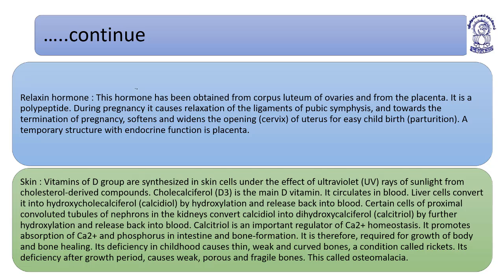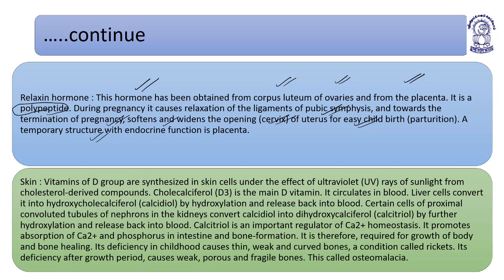Relaxin hormone. This hormone is obtained from the corpus luteum of the ovaries and from the placenta. It is a polypeptide hormone. During pregnancy, it causes relaxation of the ligaments of the pubic symphysis, and towards the termination of pregnancy, it softens and widens the opening of the cervix of the uterus for easy childbirth, parturition.